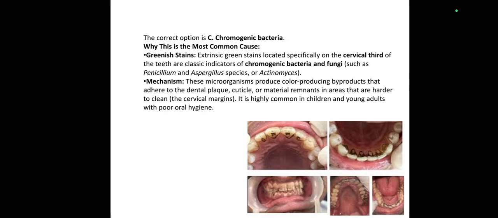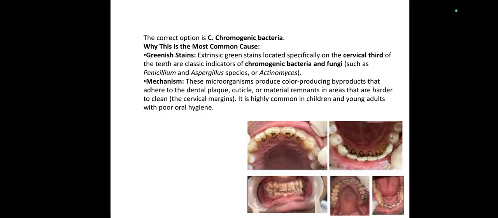Extrinsic green stains located precisely along the cervical third of the crown are classic indicators of chromogenic bacteria and fungi, such as Penicillium, Aspergillus species, or Actinomyces. These microorganisms produce color-forming byproducts that adhere to the dental plaque or cuticle in areas that are harder to clean, most commonly in children with poor oral hygiene.